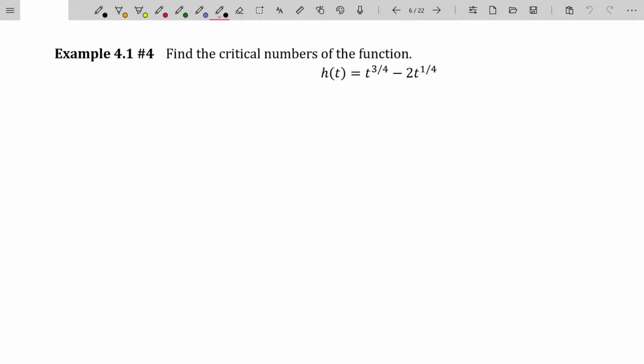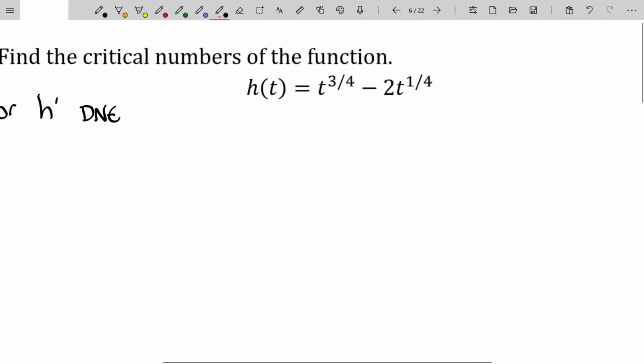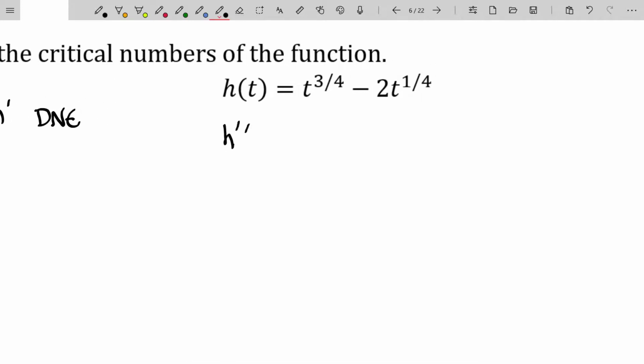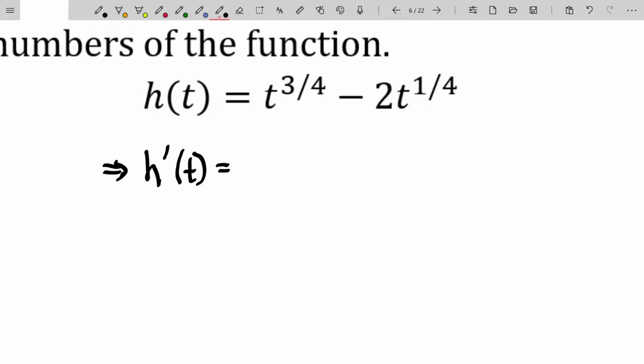So let's do some mechanical mathematics here. Let's find the critical numbers of the function. Now remember, the critical numbers occur when f prime, or in this case h prime, is 0 or h prime does not exist. So that's what we're looking for. When does h prime equal 0, or when does h prime not exist? So obviously, first thing we need to do, find h prime. That's pretty easy, right? So this function will imply that h prime is equal to 3/4 t to the negative 1/4 minus 1/2 t to the negative 3/4.